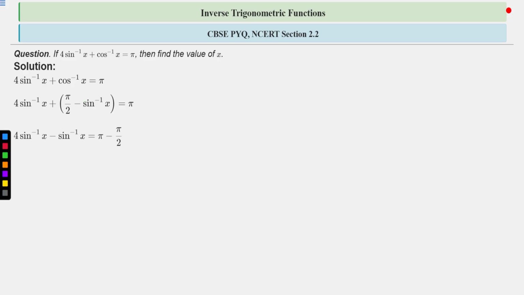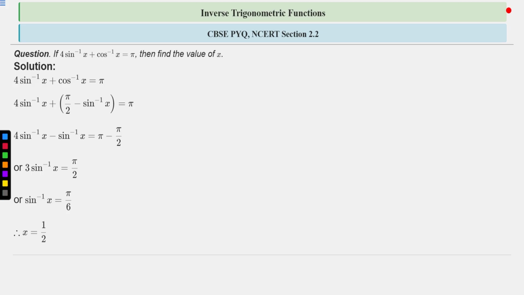Therefore, 4 sine inverse x minus sine inverse x will be equal to pi minus pi by 2. So 3 sine inverse x is equal to pi by 2. Therefore, we can write sine inverse x is equal to pi by 6. Therefore, x will be equal to 1 by 2, as we know that the value of sine pi by 6 is basically 1 by 2. So x is equal to 1 by 2 is the right answer.